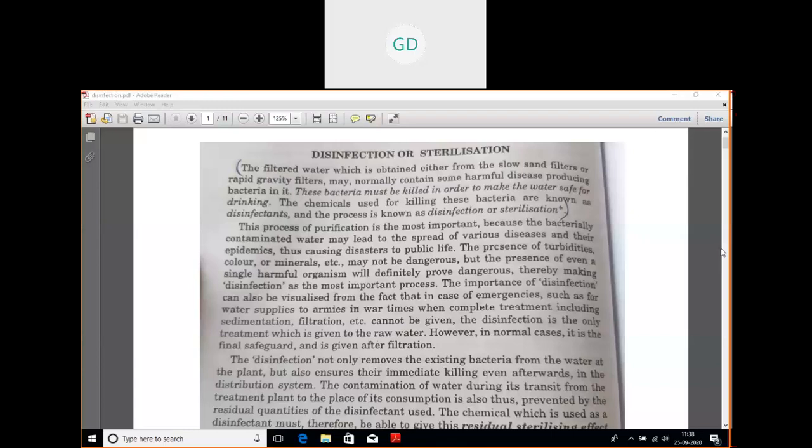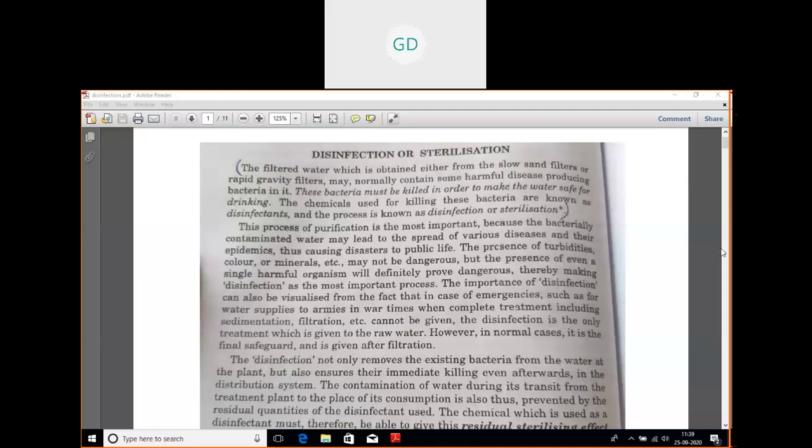So the thing is, disinfection is a very important step because it kills the disease-causing bacteria. Let me also tell you that when water needs to be supplied to army troops during war, there is no time to do a full-fledged treatment, like sedimentation aided with coagulation.